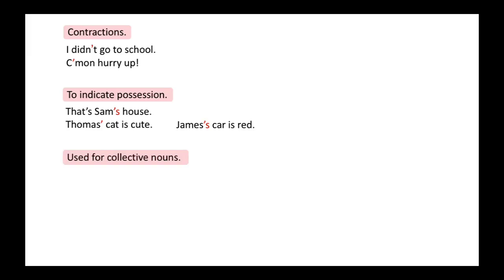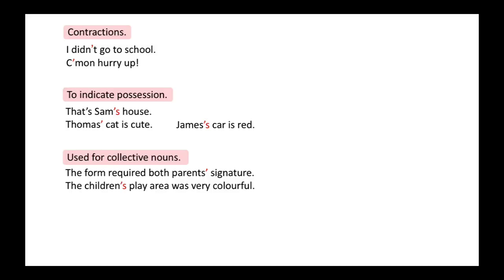Apostrophe used for collective nouns. Regular plural nouns generally end in an S, therefore we just add the apostrophe. For example, the form required both parents' signature. Irregular plural nouns generally don't end with an S, therefore we add apostrophe S. For example, the children's play area was very colourful.